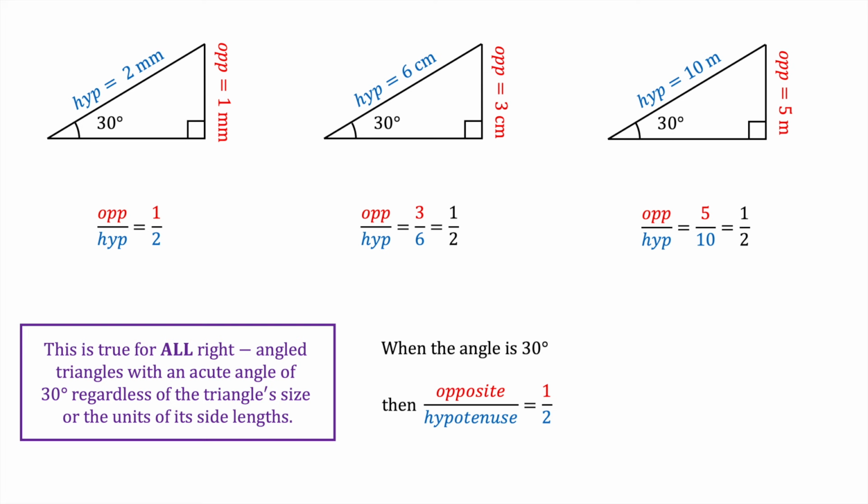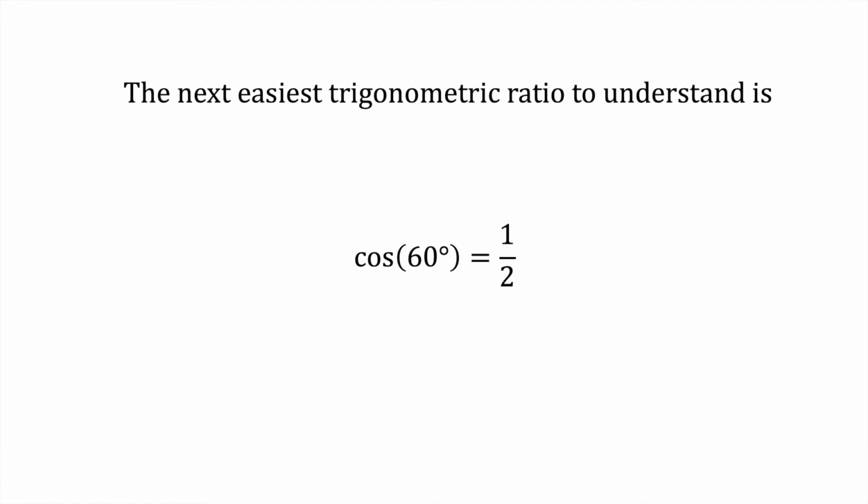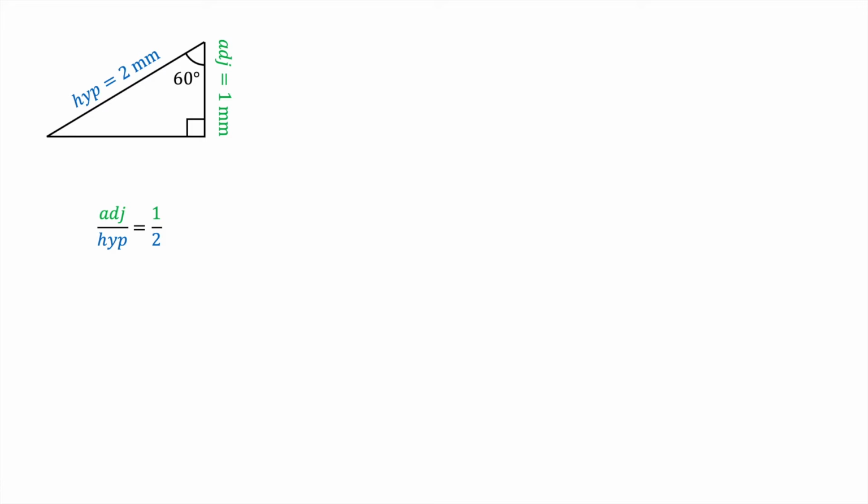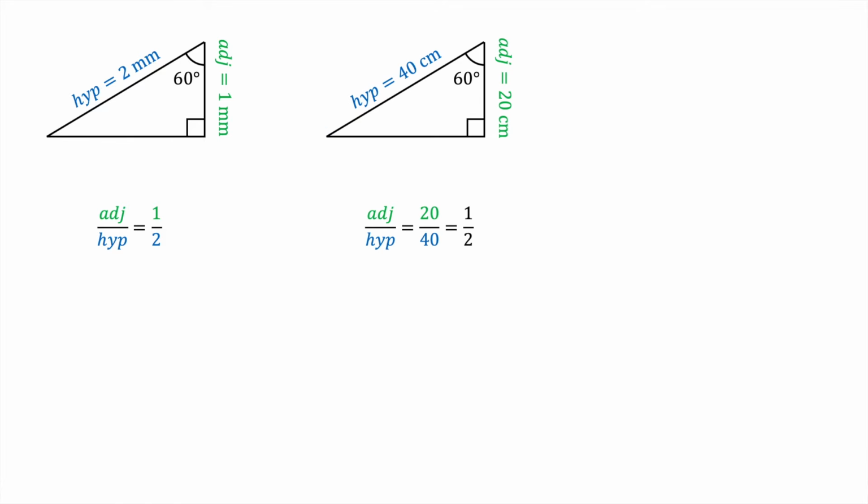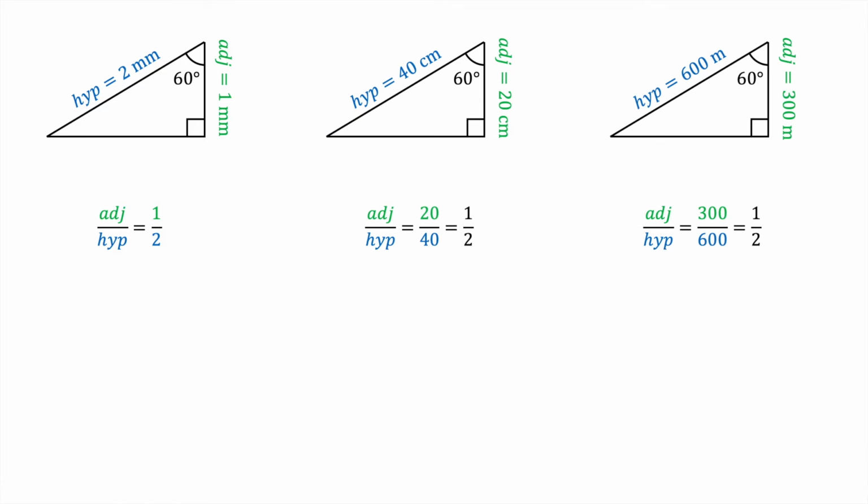This is written simply as sine 30 degrees equals a half. The next easiest trigonometric ratio to understand is the cosine of 60 degrees equals a half. This ratio comes from a triangle that's formed when the length of its adjacent side is half the length of its hypotenuse. In this triangle, the angle theta is 60 degrees and the adjacent is half the length of the hypotenuse. This is also true for this triangle, and also true for this triangle.